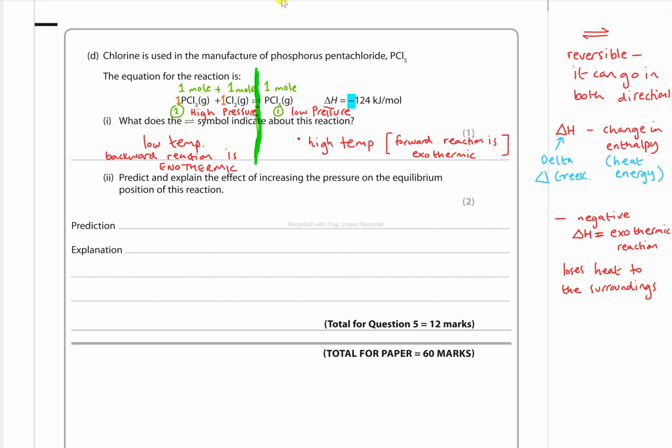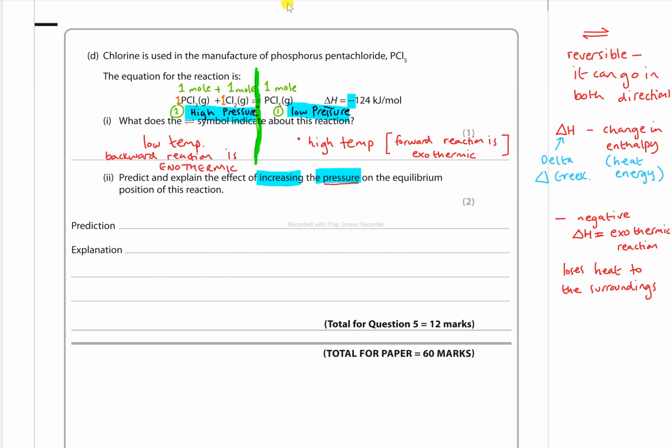It's in predict and explain the effect of increasing pressure. So remember what we said. We're just concentrating on this side for pressure. So they've increased the pressure. The system then wants to go to the opposite side. So it wants to go to the low side.